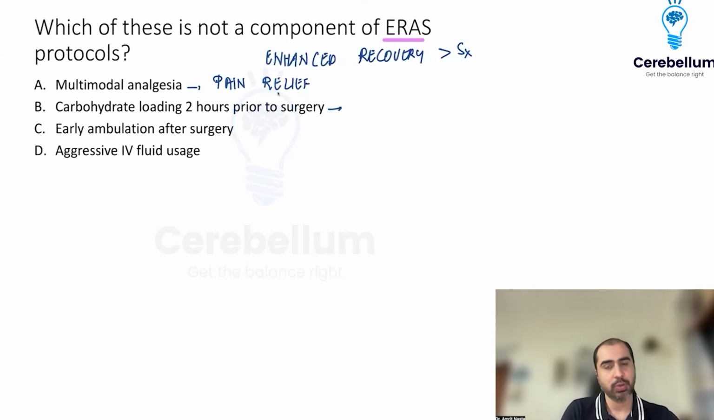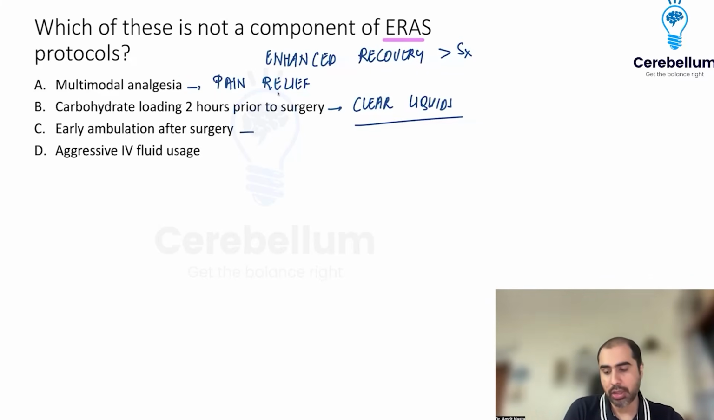Normally, when you tell a patient to starve, you keep them starving 6 hours, 8 hours, 10 hours. No. Now, give them carbohydrate loading or clear liquids up to 2 hours prior to surgery. So he can have water with Glucon-D. Early ambulation as soon as possible. Like when I do bariatric surgery, I make my patients walk 5 to 6 hours post-op. The same evening they are operated, they have to start walking, within the same day, so that they don't get DVT.